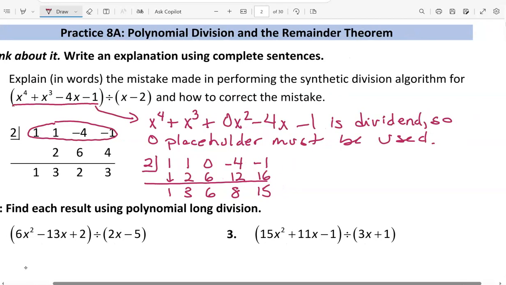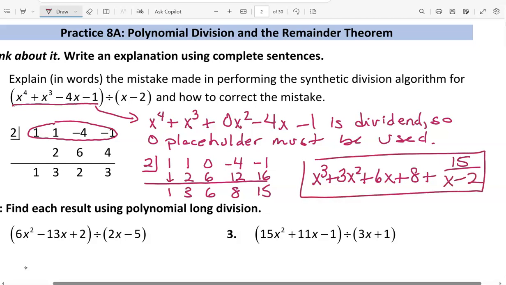So that gives us a result of x to the third plus 3x squared plus 6x plus 8 plus the remainder of 15 over the divisor of x minus 2, and that's our correct answer.